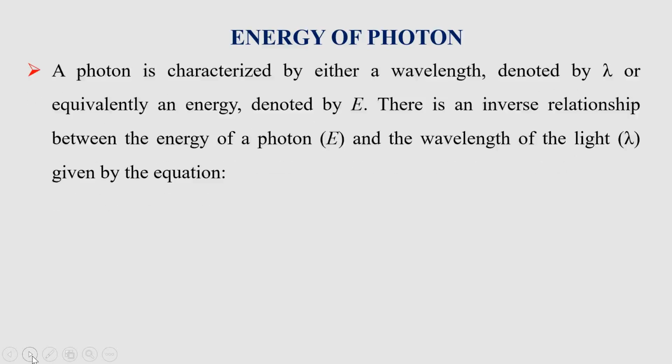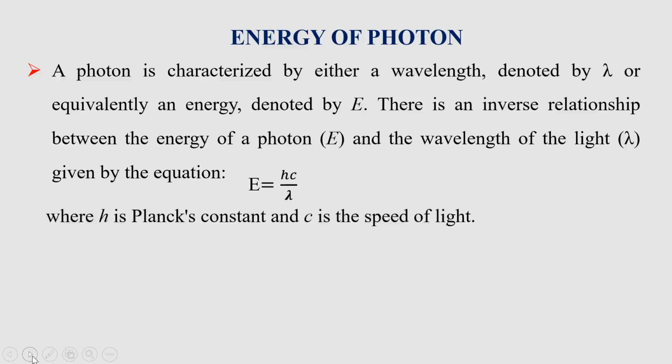A photon is characterized by either a wavelength denoted by lambda, or equivalently an energy denoted by E. There is an inverse relationship between the energy of a photon E and the wavelength of light lambda, given by the equation E is equal to hc by lambda, where h is Planck constant and c is speed of light.